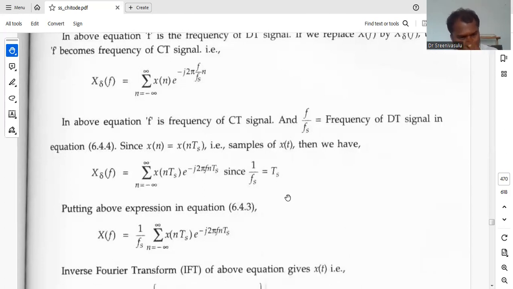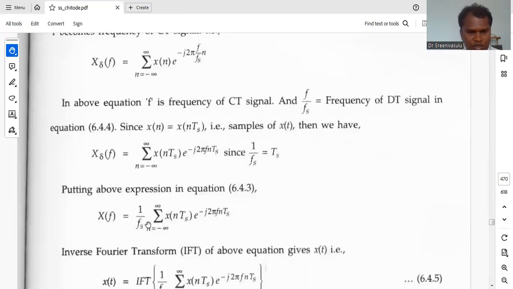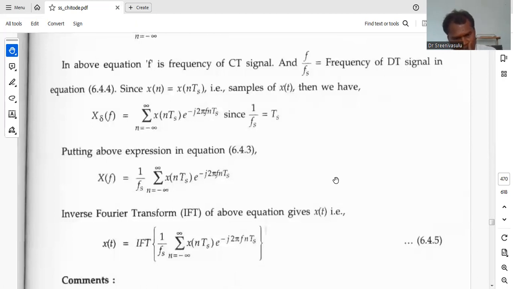Now, you know the relation between X of f and X delta of f. What is the relation between X of f and X delta of f? X of f is equal to 1 by Fs into X delta of f within the interval from minus W to plus W. So, we are going to write here X of f is equal to 1 by Fs, X delta of f. The same formula we are going to write. It is applicable within the interval from minus W to plus W. That is important.